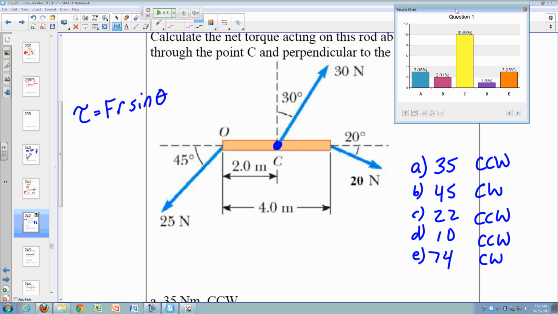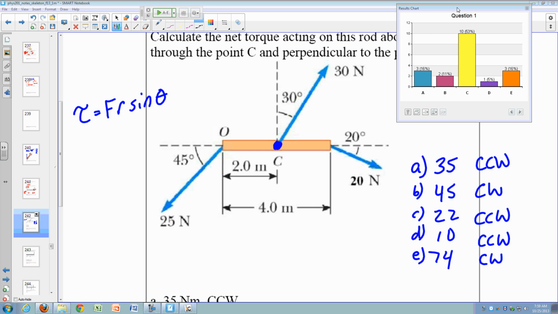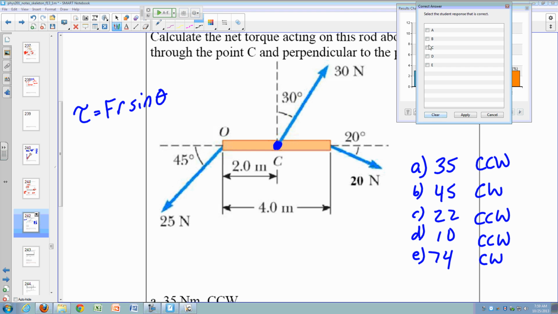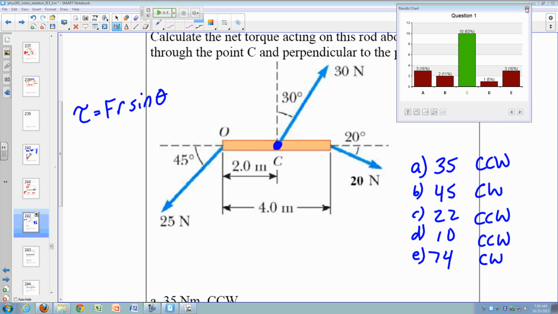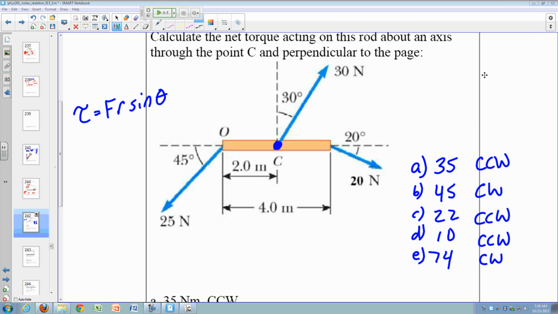Let's see, is C right? Pretty sure that's right. I'm going to go and mark it. We'll work it out. So I should be able to look at this and tell right off that it's counterclockwise because this force is bigger than this force, and not only is it bigger, but it's also at a bigger angle, so it's more towards the perpendicular. So even if they were the same forces, this force would be providing a larger component that's perpendicular to the moment arm. It's rotating about this axis, so what is r for the 30 Newton force?